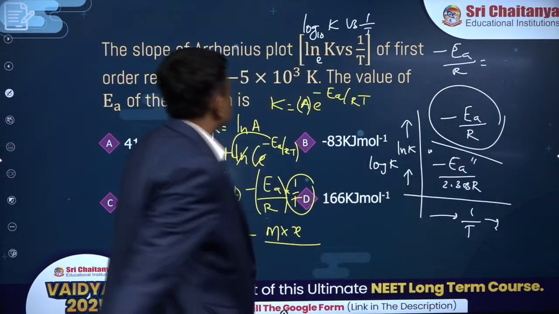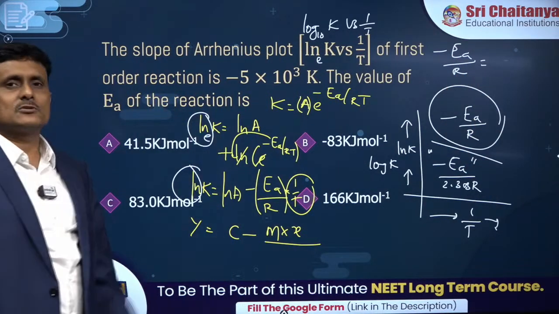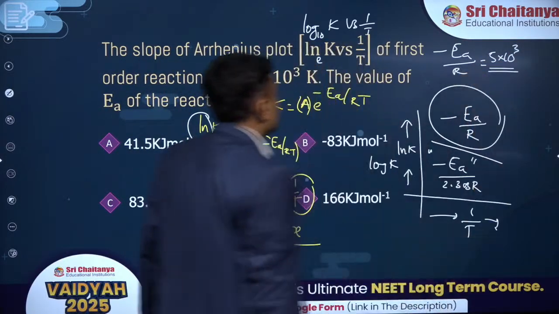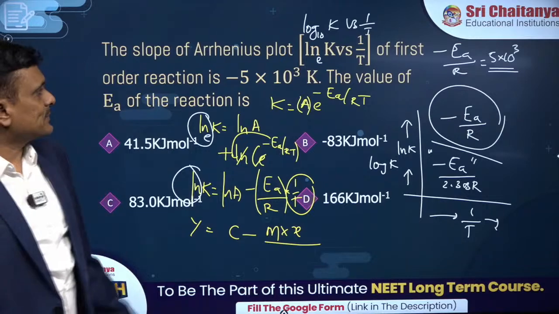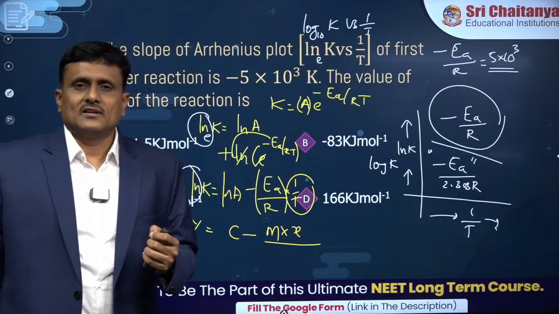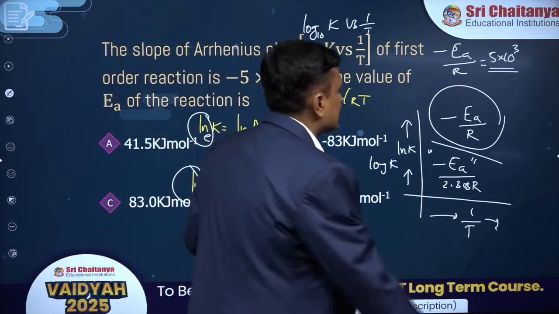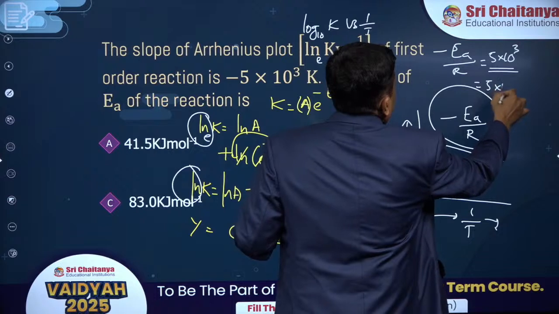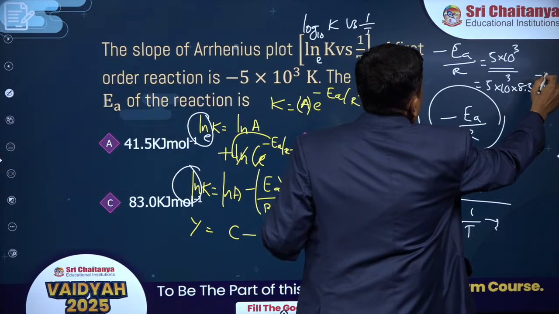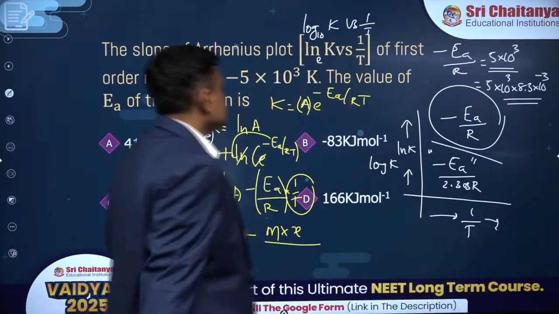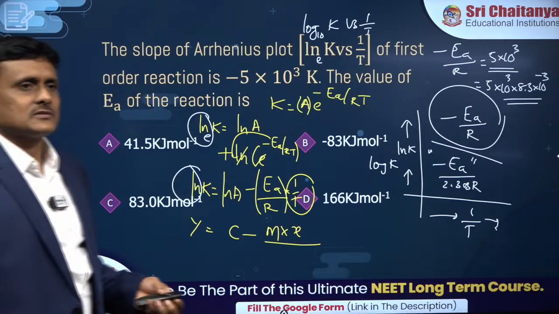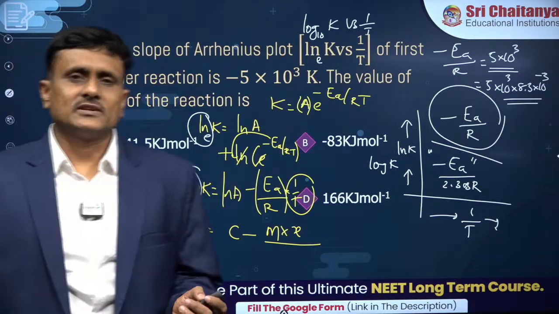Is equal to the slope, which is given as 5 into 10 to the power 3. Now, what value of R I will substitute depends upon the options that are given. You can see the options are in kilojoule per mole. Then in that case R value would be, Anish Bete, what would you substitute? 5 into 10 power 3 into 8.3 into 10 to the power, how much are you going to substitute? Kilojoule, right? So this is how you are going to solve this question. I hope you understood. Alright, shall I move on to the next question?